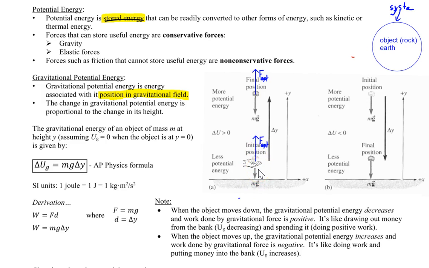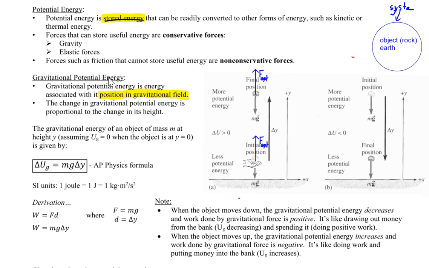Now you might be wondering, why am I doing this at constant velocity? Well, that's because I don't want the object to speed up or slow down. I don't want it to be changing kinetic energy. See, if it was speeding up, then I would have to deal with a change in kinetic energy as well. I really want only one energy to increase, and that's the gravitational potential energy.